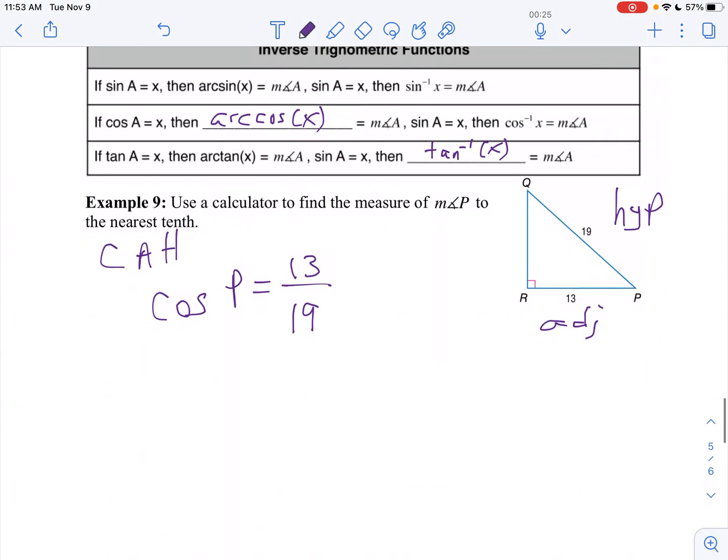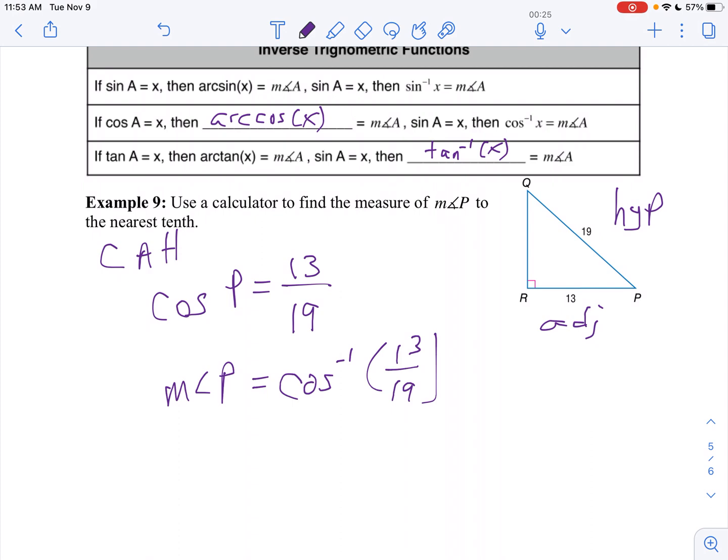Well, if you know the cosine, what we're going to do is type in our calculator. We're going to say, oh, that means the measure of angle P then is the inverse cosine of 13 over 19. And we're going to round that to the nearest tenth. So I'm going to take the inverse cosine of 13 over 19.